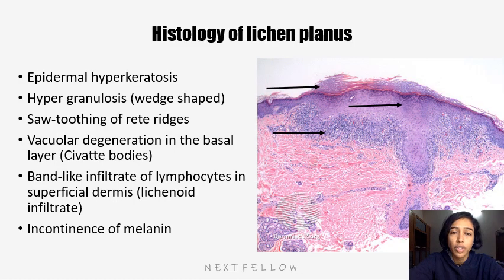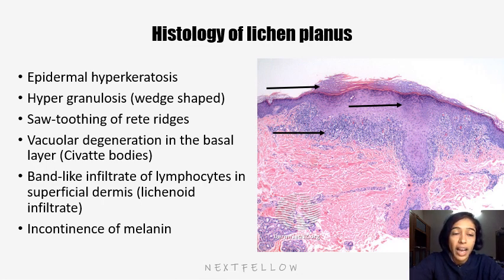Looking at the histopathology of lichen planus, right on top in the epidermis there is hyperkeratosis. So the first point is epidermal hyperkeratosis. Coming down lower in the epidermis, in the stratum granulosum, you have hypergranulosis, that means an increase in the thickness of stratum granulosum, which is wedge-shaped. Lower down, there is sawtoothing of the rete ridges.